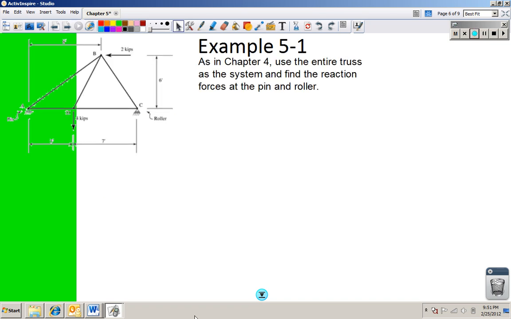Okay, so we're going to start with this example, and we just start off exactly like we did in chapter 4. We take the entire truss of the system and we want to find the reactions at the pins.